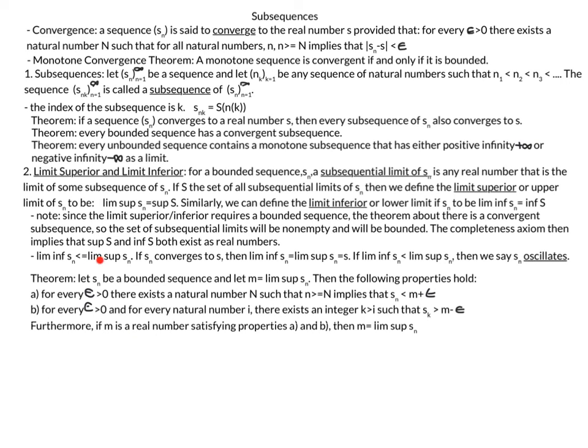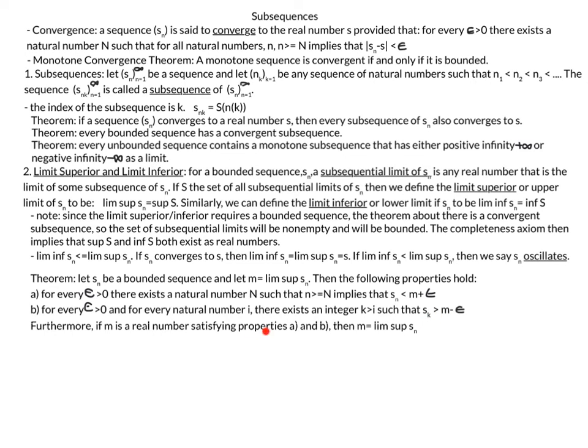Another theorem: let Sn be a bounded sequence and let M equal lim sup Sn. Then the following properties hold. A: for every epsilon greater than 0, there exists a natural number capital N such that n greater than or equal to capital N implies that Sn is less than M plus epsilon. And B: for every epsilon greater than 0 and for every natural number I, there exists an integer k greater than I such that Sk is greater than M minus epsilon.